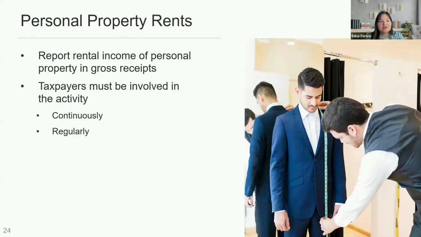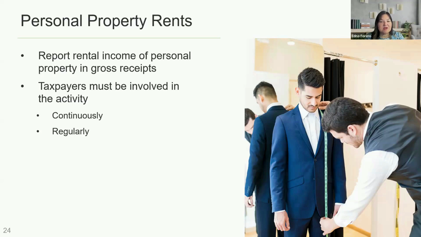Personal property rents, we might see that, and we're going to report that rental income of personal property in their gross receipts. They're going to have to be involved in that activity continuously and regularly. Those are the two things that we want to make sure we understand. In order for that to be considered income, what is the primary purpose, right? And how do we treat that profit or that income that they receive?